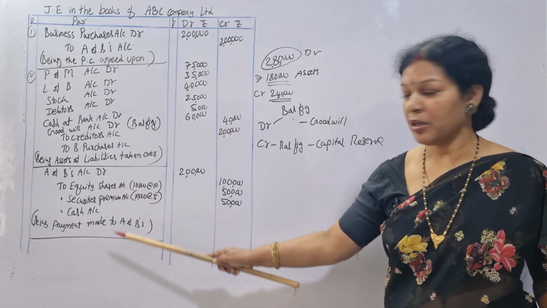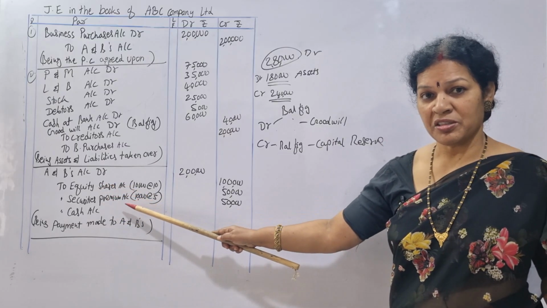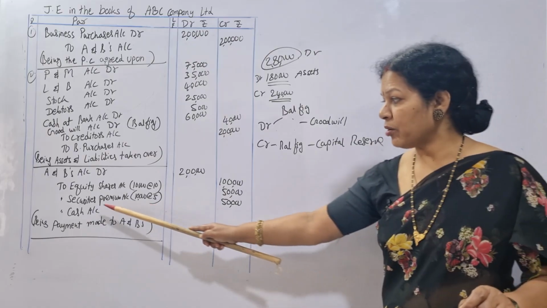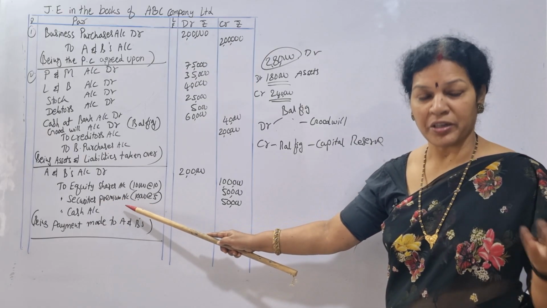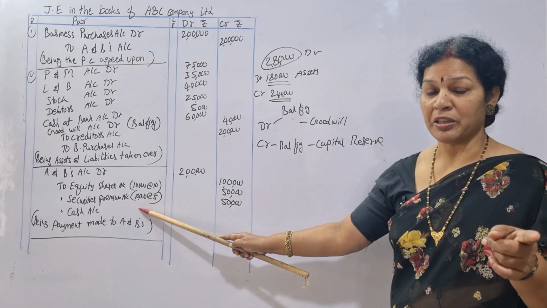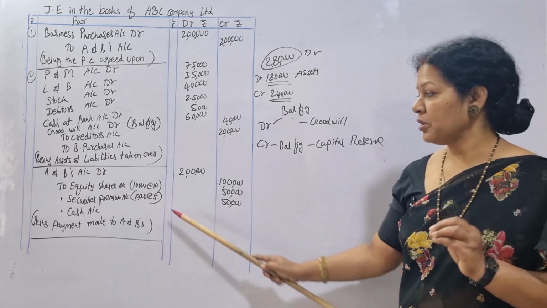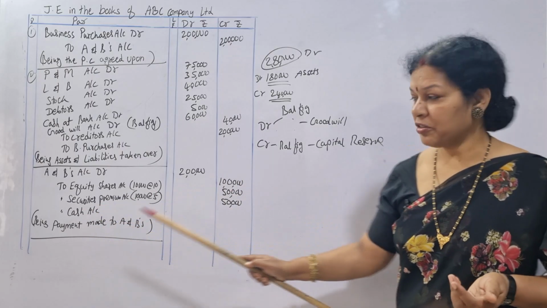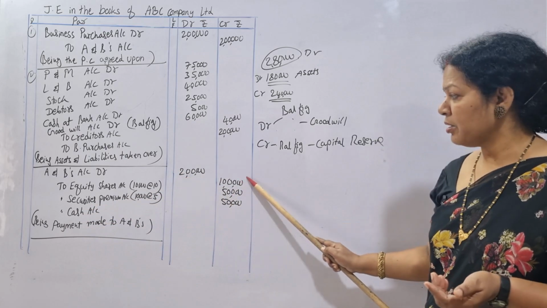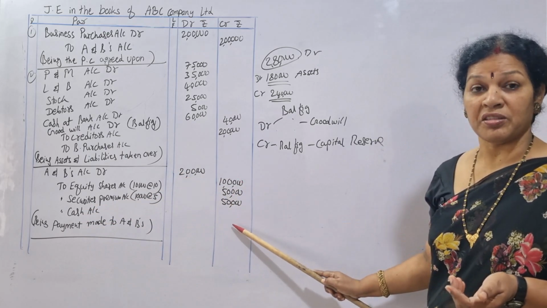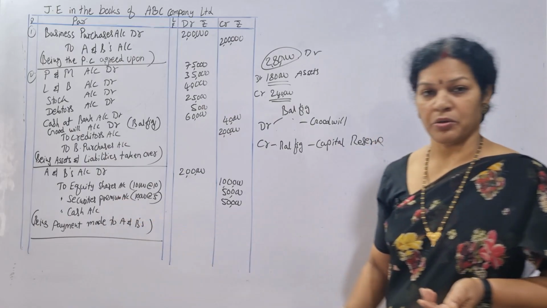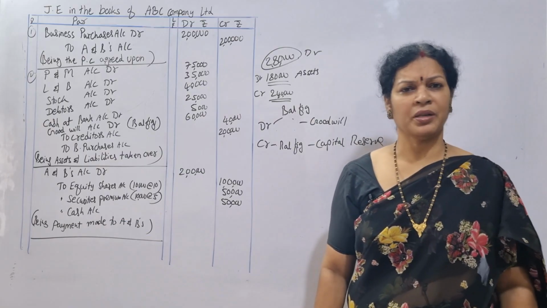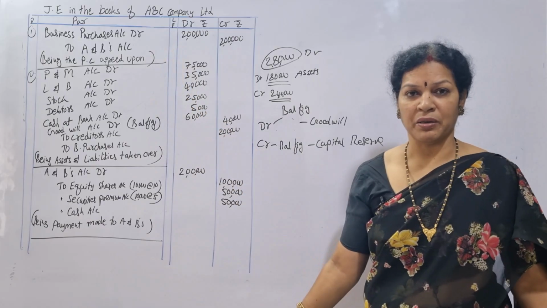How are you making the payment? Through equity shares. They said 10,000 shares at the rate of 10 rupees, which comes to 1 lakh. And you are also issuing securities premium, 10,000 shares at the rate of 5 rupees each, which comes to 50,000. And the rest of the amount is cash, which is 2 lakh minus 1 lakh 50,000, that is 50,000. This is paid through cash account. Being payment made to A and B company. That's all. We have learned simple journal entries today.